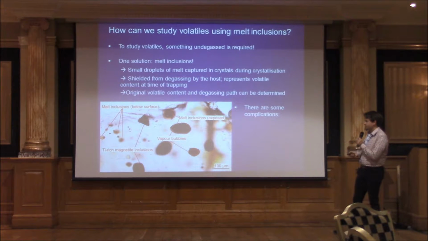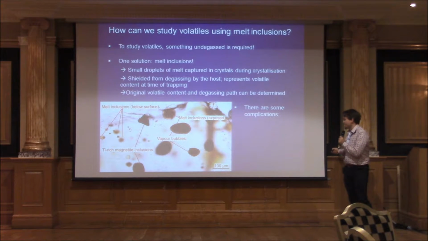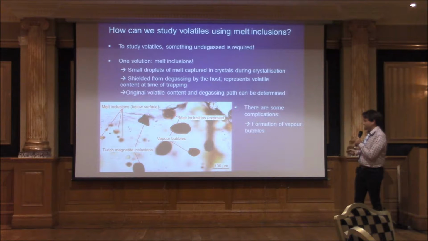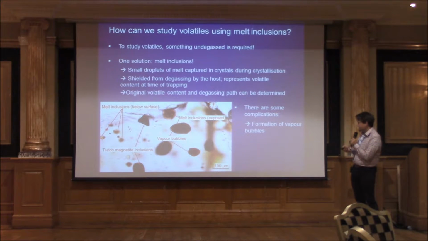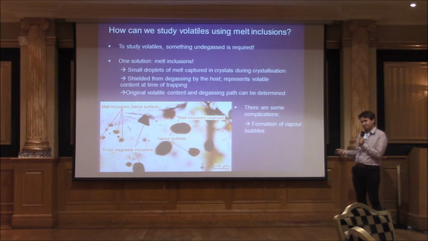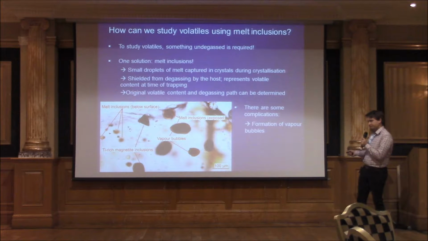There are some complications when we are using melt inclusions, though, which I have to highlight here. For example, the formation of vapor bubbles. There is one which can be quite nicely seen. Because of these vapor bubbles, some of the volatiles, especially CO2, tend to dissolve into the bubble and go out from the melt inclusion itself. So this will cause us to underestimate the original CO2 concentration of magmas.